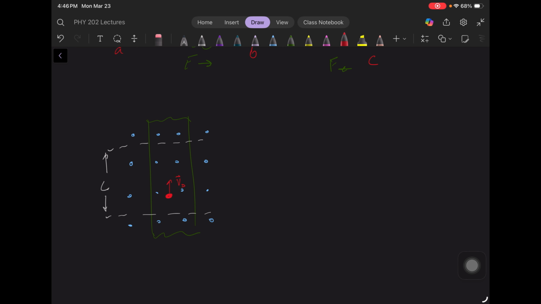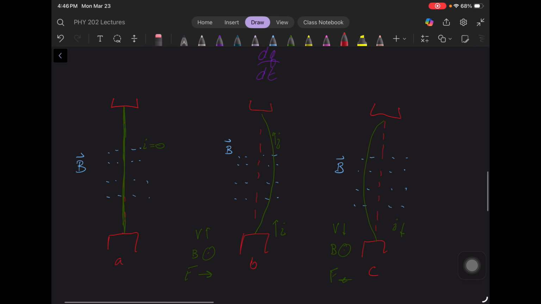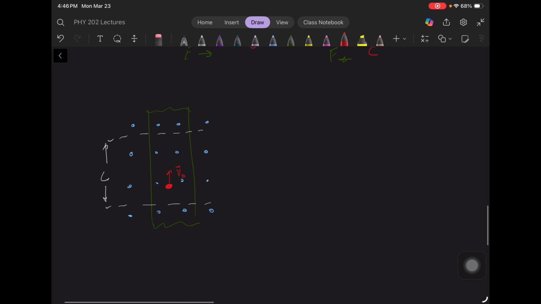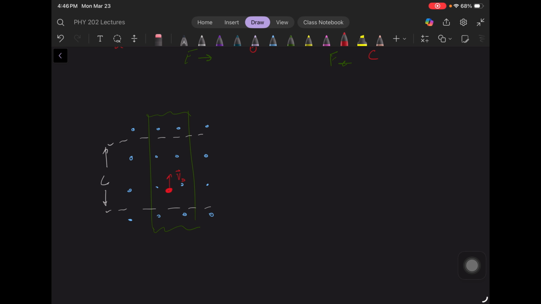And so what do we have here? For when it was going up, the force was to the right, which we can go through and do again. So velocity is up, magnetic field's out of the page, pointer finger goes up, middle finger comes out of the board, and we get the force to the right.